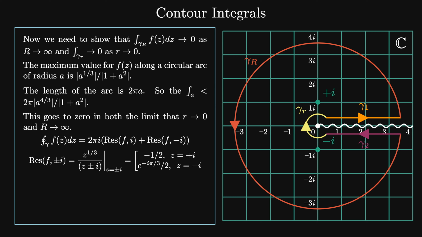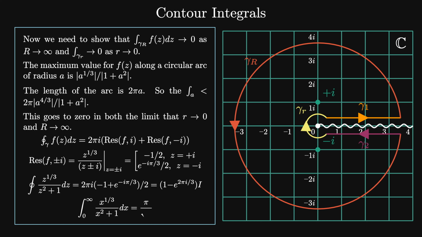After some algebra, the contour integral of z to the 1/3 divided by z squared plus 1 dz equals 2 pi i times minus 1 plus e to the minus i pi on 3 divided by 2, which is also equal to 1 minus e to the 2 pi i on 3 times I, which is the integral we're trying to solve for. Thus, the integral from 0 to infinity of x to the 1/3 divided by x squared plus 1 dx equals pi divided by root 3.